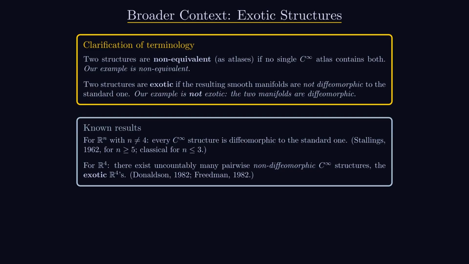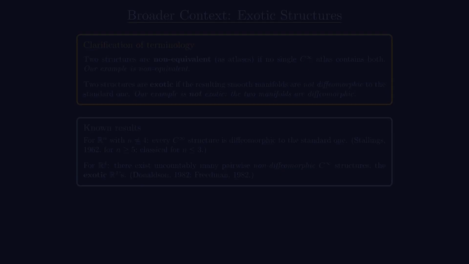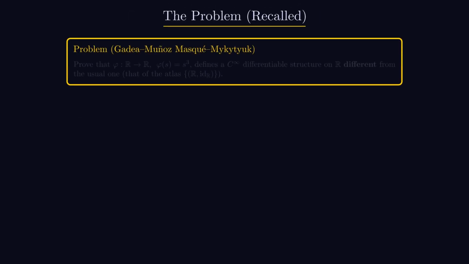With the full solution now in hand, we return to the original problem statement to confirm that every part has been addressed. The problem from Gadea, Muñoz Masqué, and Mykytiuk asks us to prove something specific. Phi of s equals s cubed defines a C-infinity differentiable structure on R that is different from the usual one given by the identity atlas.